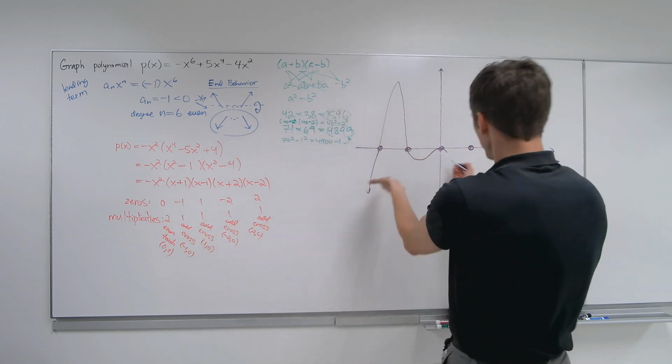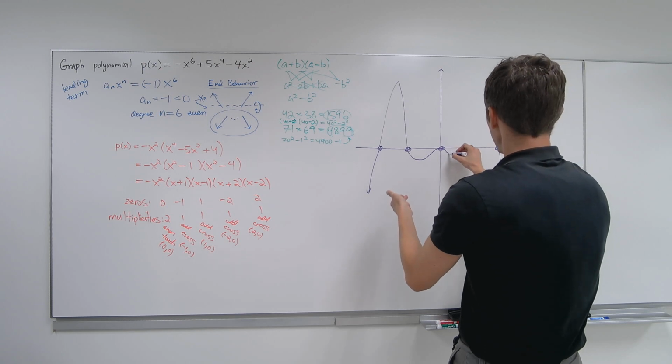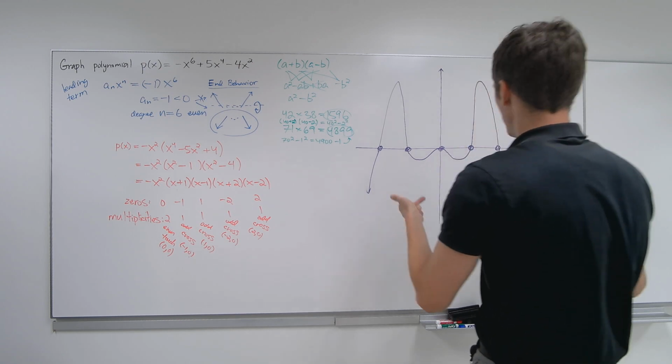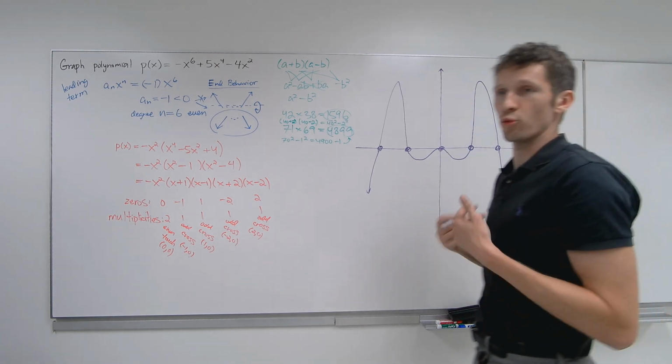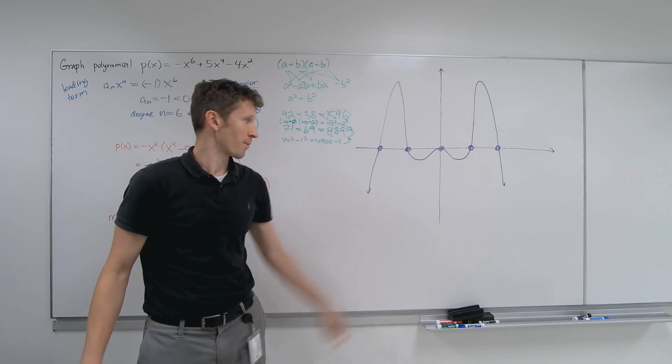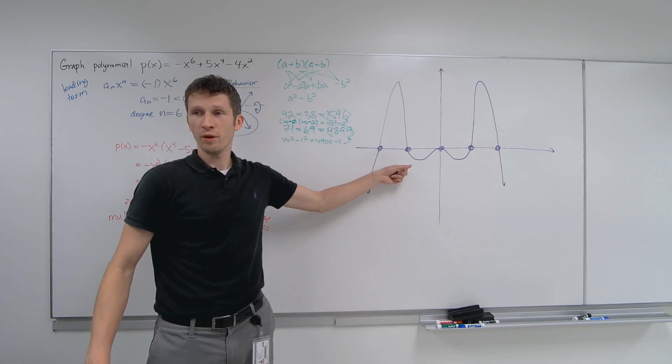And then it's even, it's symmetric. We should copy this same pattern on the right side. And I encourage you to check it on the graphing calculator and see how close we are to the actual graph of this function. There's polynomial graphing for you in a nutshell.